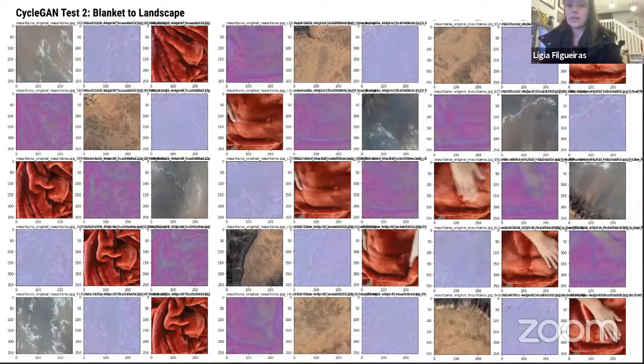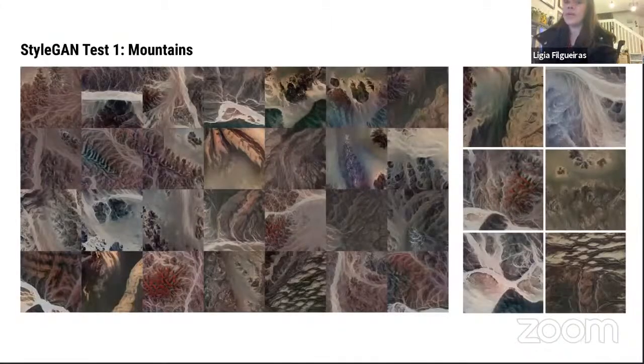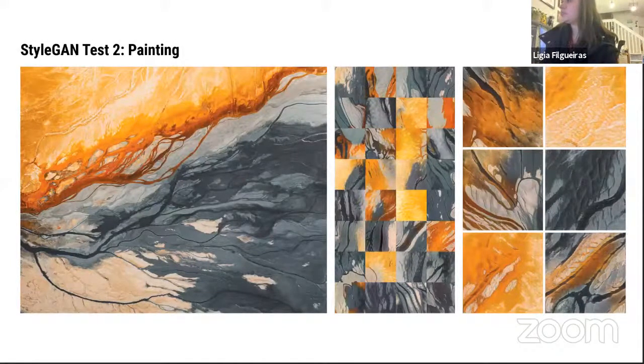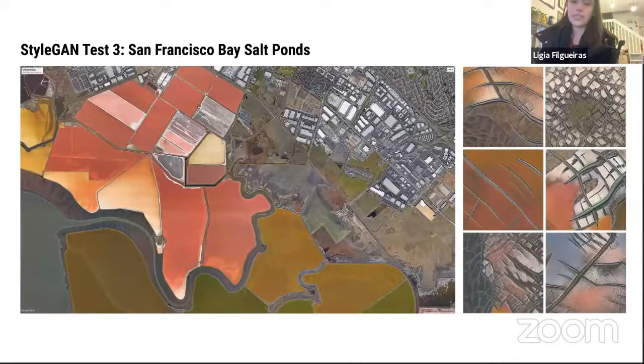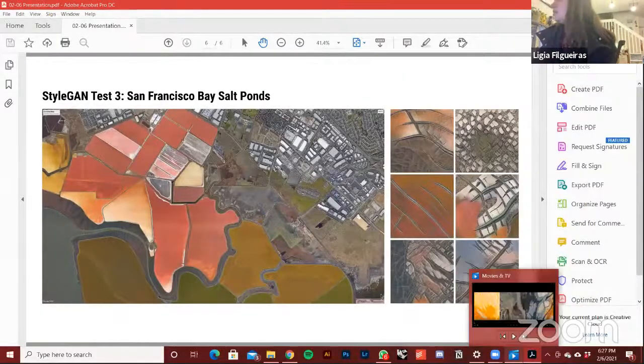I'm actually still training the CycleGAN model because I loaded about 1,000 photos, it was 1,000 frames, so it's still loading as of right now. But I also did a couple of experiments with StyleGAN. The first one was what Daniel showed us in lecture, using the satellite images of mountains. Then I tried images of paintings. And finally, I tried different satellite areas in the world, such as San Francisco Bay South Ponds. I have a video to showcase the results of these StyleGANs.